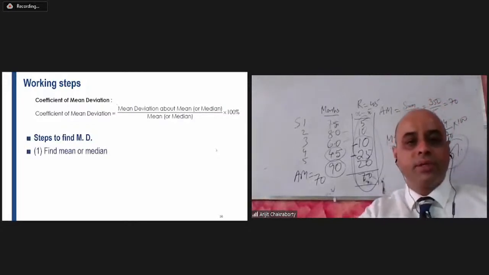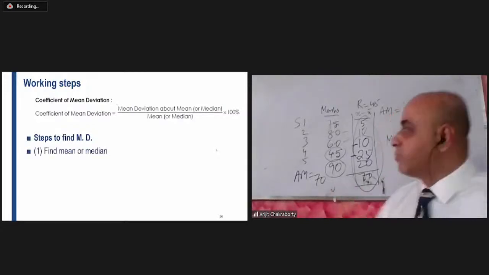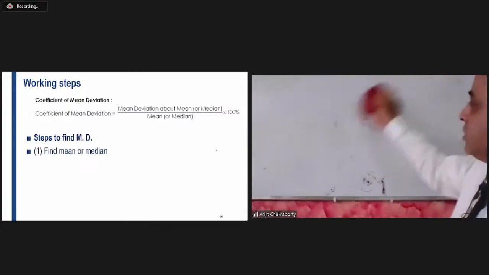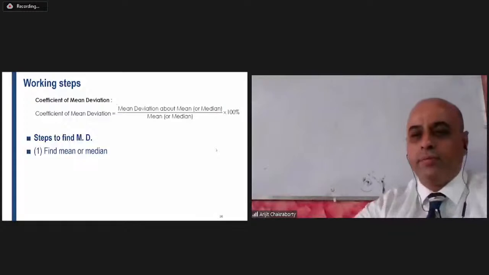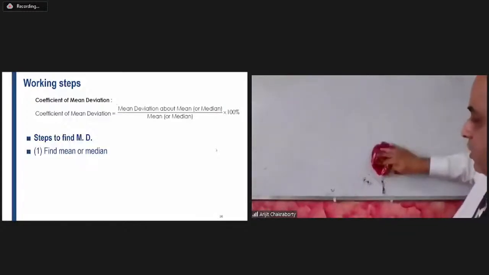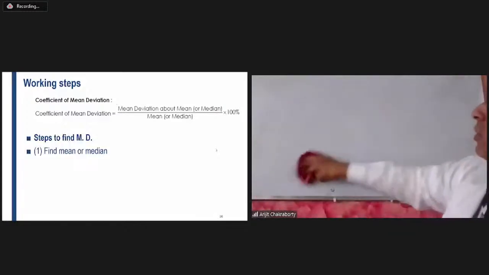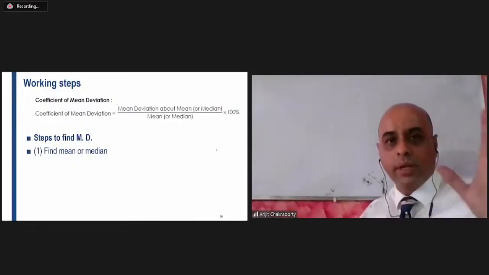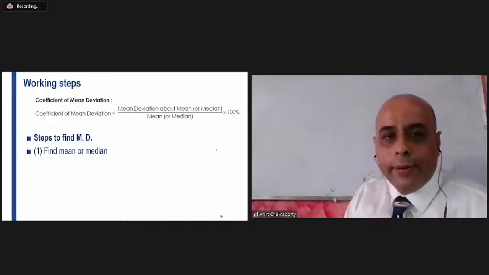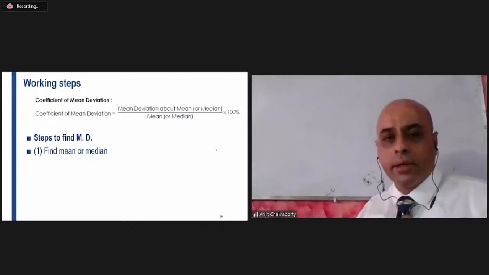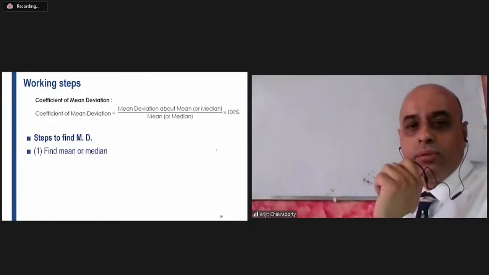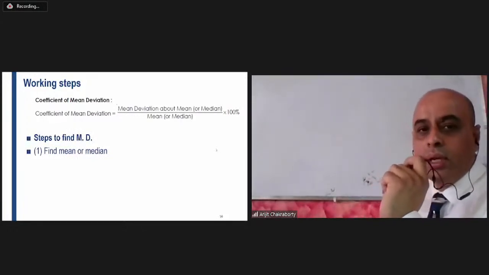Steps to find the mean deviation. Let me take another example here. We will take one more complete example. This is a very scoring chapter, and most importantly, the problems are very easy. You just need to be cool and calm. Don't hurry and don't have any tension. Relaxed, just go on solving.